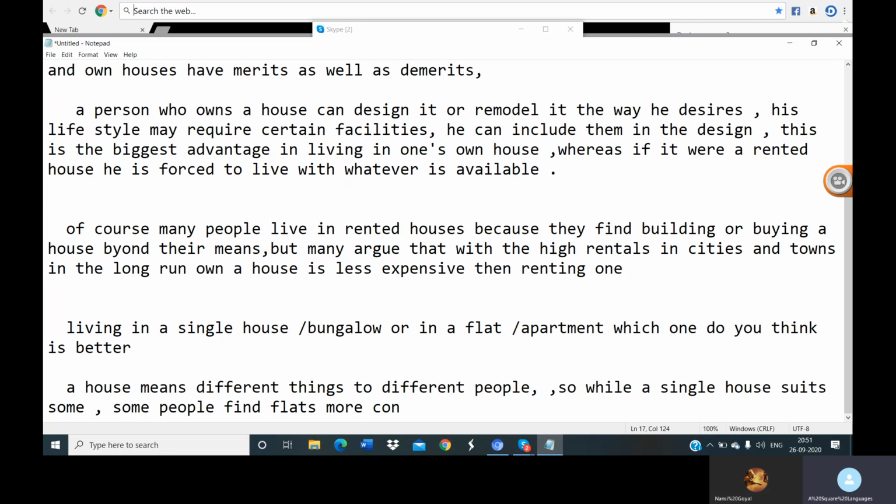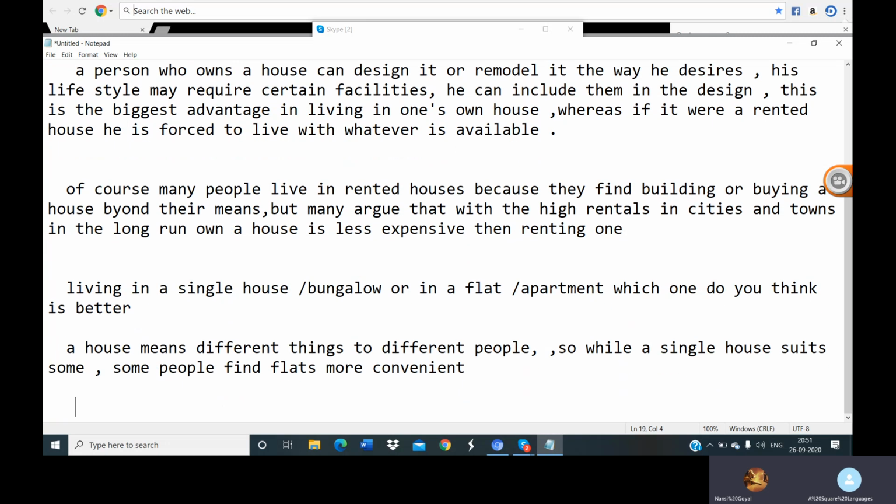Is it clear to you? Yes, sir. More convenient. Now I have to justify this. A house means different things to different people. So while a single house suits some, and some people find flats more convenient, I have to justify this. But many find that apartment buildings are better for many reasons.